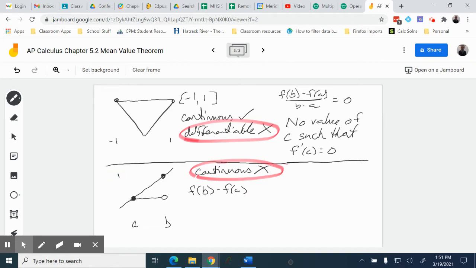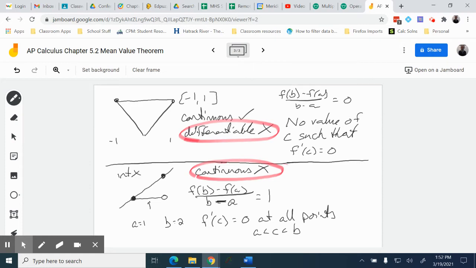By the way, this is the floor function, or int of x. And we're going from 1 to 2 here. And so we know that this is going to have a slope, b minus a, and the slope is equal to 1 in this case. But if I look at the function itself, f prime of c is equal to 0 at all points between a and b. It's never equal to 1. It's always equal to 0. And we don't have the derivative at the jump, so that doesn't matter. The discontinuity means it failed.